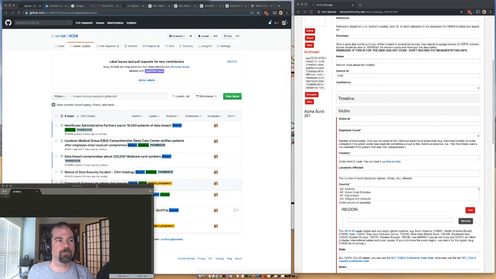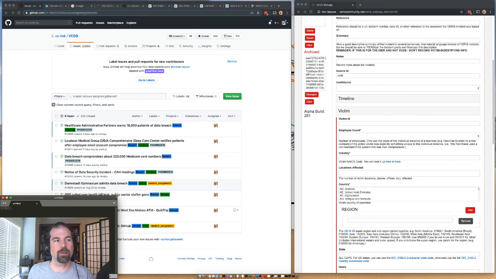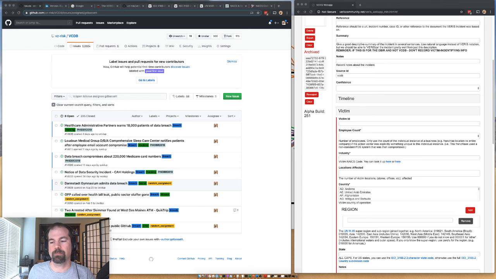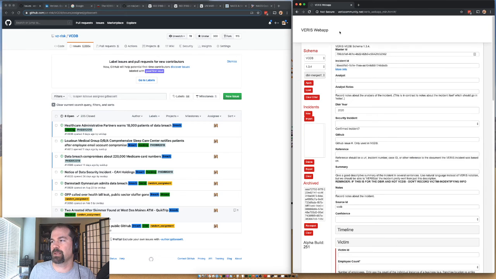For those who don't know, what we do is we take incidents and breaches that occur in the news, and those get recorded as an issue within the VCDB GitHub repo. Those issues we then code into a structured format called VERIS, using this web app at this link. You can also download it as a single file to use offline. I'm going to try to knock out 4 of these today, so let's get started.